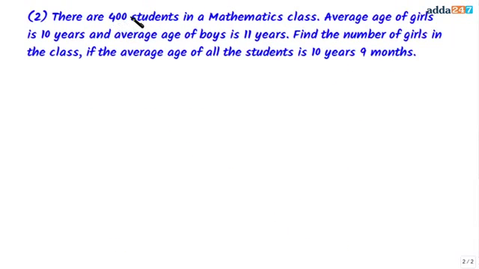Let's take one more example of the same concept. In this example, it says there are 400 students in a class of mathematics. Average age of girls is 10 years and average age of boys is 11 years. Find the number of girls in the class. So this is what we have to find here: the number of girls in the class. And the average age of all students is 10 years and 9 months. So this is also given. This sounds to be a real interesting problem. So before you look at the solution, you should pause the video and try to solve this question on your own.